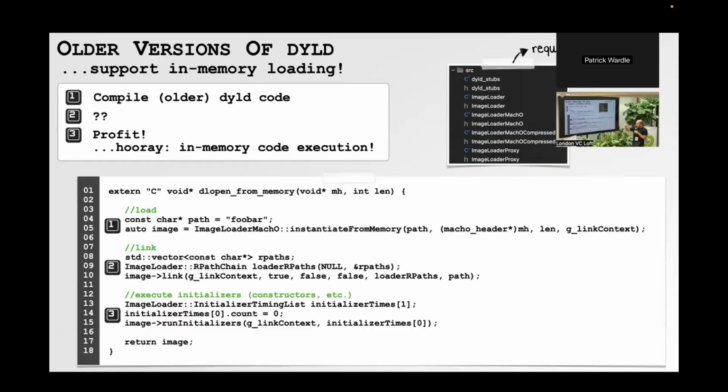I first compiled in an older version of DYLD that hadn't been neutered by Apple. The first thing we do is call into some of its more internal APIs, again the older ones that aren't neutered. So we load the binary, instantiating it from memory. We then perform the link step by calling its image.link API. I have no idea what that's doing behind the scenes. I mean, it's linking the binary and getting it ready for code execution, but I don't have to know any of the details. It's complex DYLD code from an older version that we have compiled in. And then finally, we execute the initializers, for example the constructors.